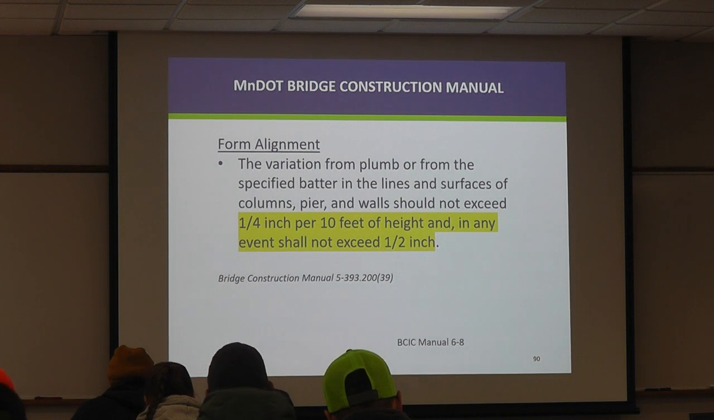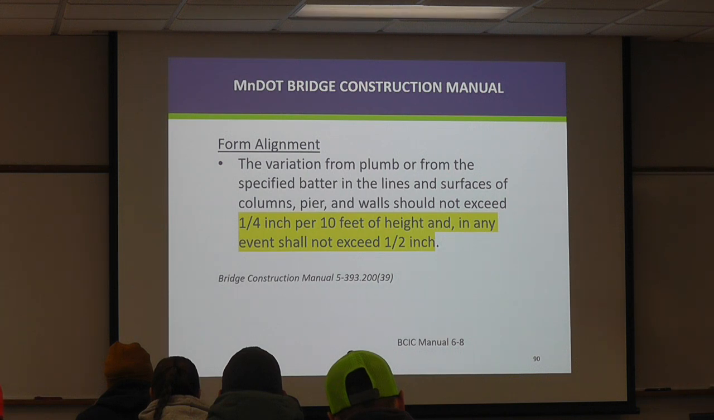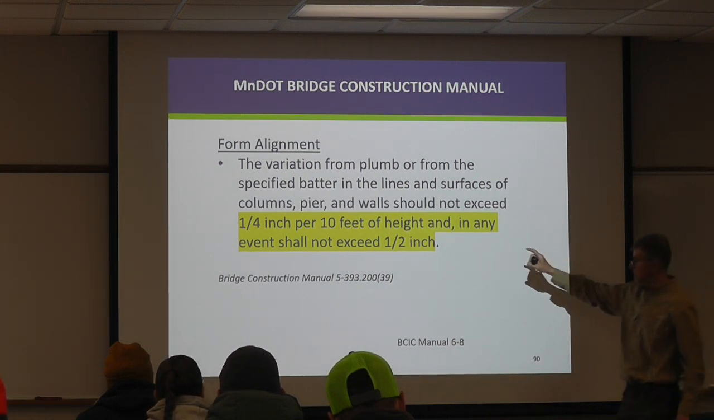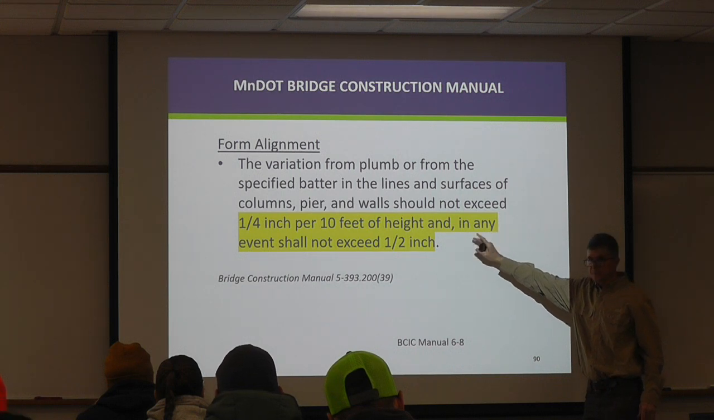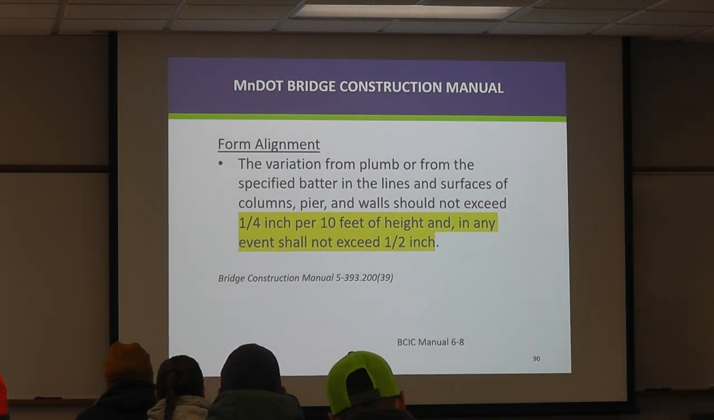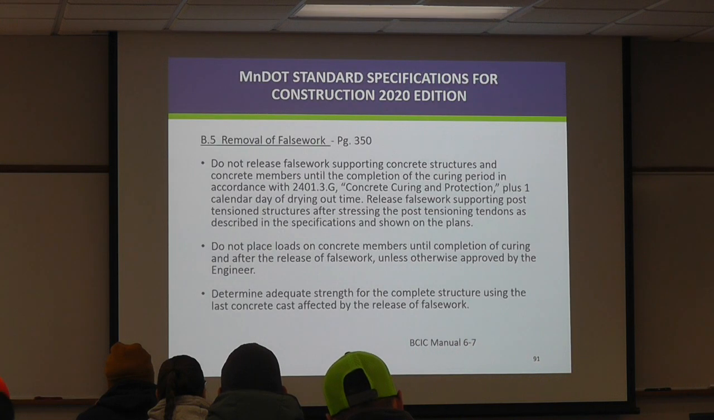But here's one you might want to know. The variation from plumb or specified batter in the lining surfaces should not exceed 1/4 inch per 10 feet or no more than a 1/2 inch. So if you have an abutment wall that goes up 20 feet, you'd allow up to a 1/2 inch of variation from plumb. So that's just meaning we're not just going to let you pour it and it's tipping all over and you have one surface going this way and another that way. So there are some tolerances. They're in the bridge construction manual, but the spec references the bridge construction manual. So keep that one in mind.